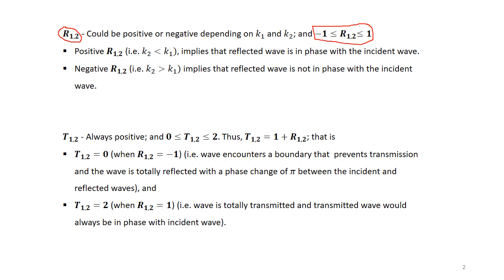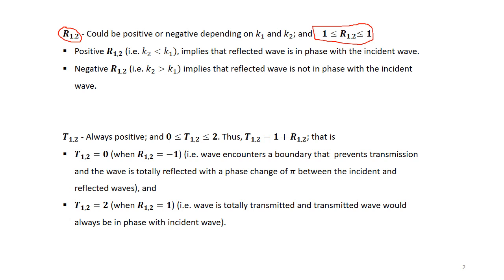Now, for T1,2, which is the transmission coefficient of amplitude between the two media, 1 and 2 representing medium 1 and medium 2, the value of that transmission coefficient would range between 0 and 2. And there's an expression associated with that which relates the transmission coefficient to the reflection coefficient of amplitude, which is T1,2 equals 1 plus R1,2.